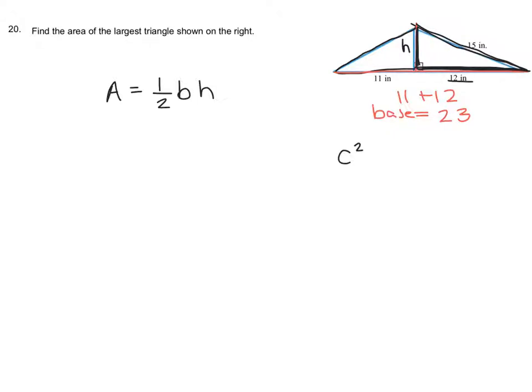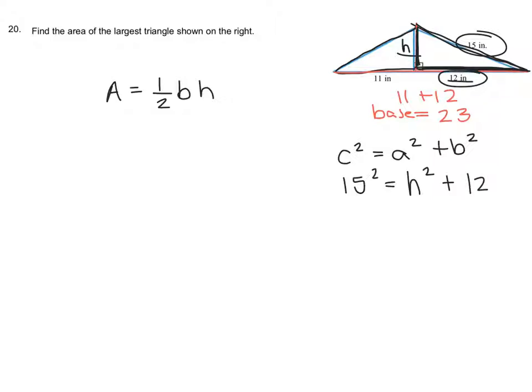So Pythagorean theorem is c squared equals a squared plus b squared. And c squared is the hypotenuse, which is 15. A, we'll say that's our unknown, which is h, so we'll call that h squared. And then b is the length of one of the legs, which is 12. First, we'll apply the exponents. 15 squared is 225, and 12 squared is 144.